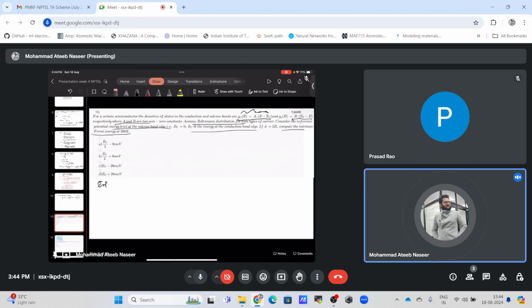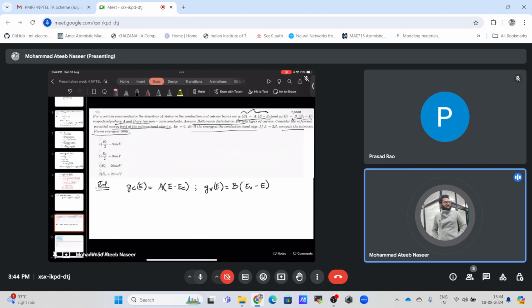So what we will do over here is the same thing. The density of states in the conduction band is simply A times E minus EC, and the density of states in the valence band is simply B times EV minus E. These are the density of states in the conduction band and the valence band.